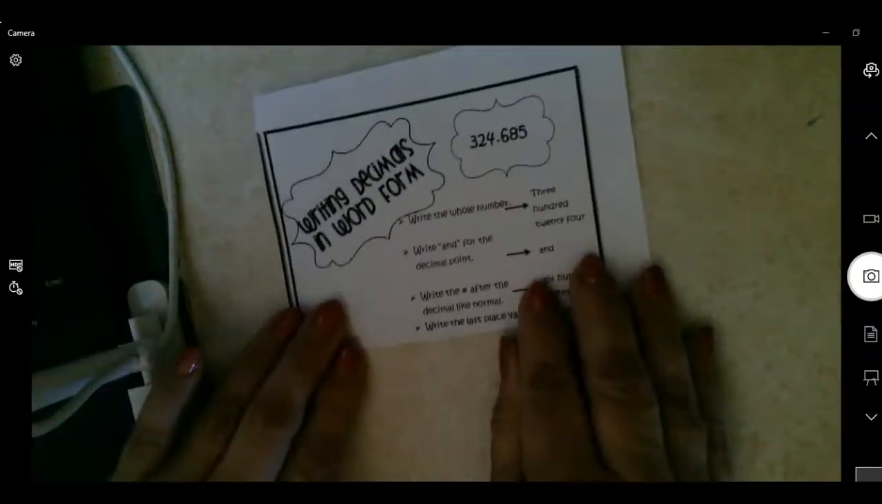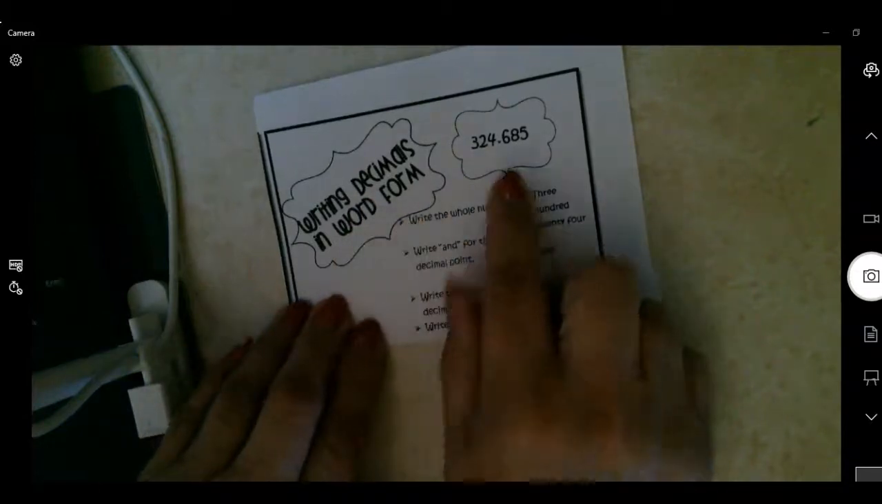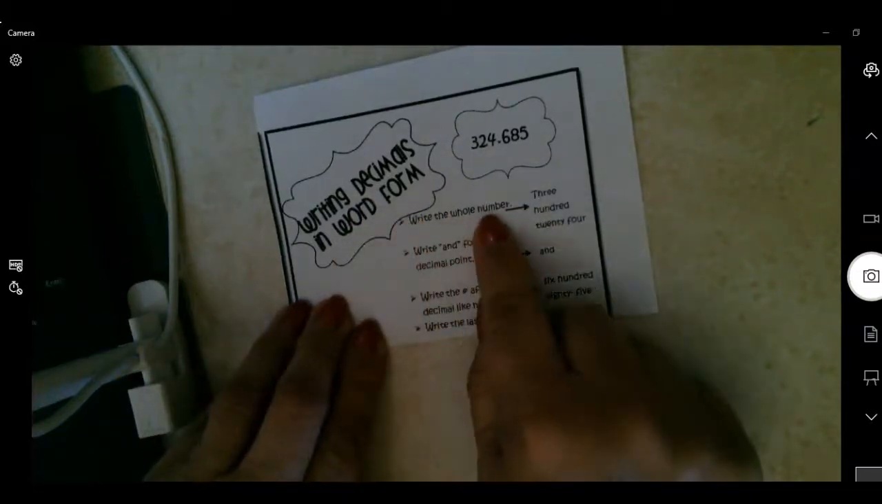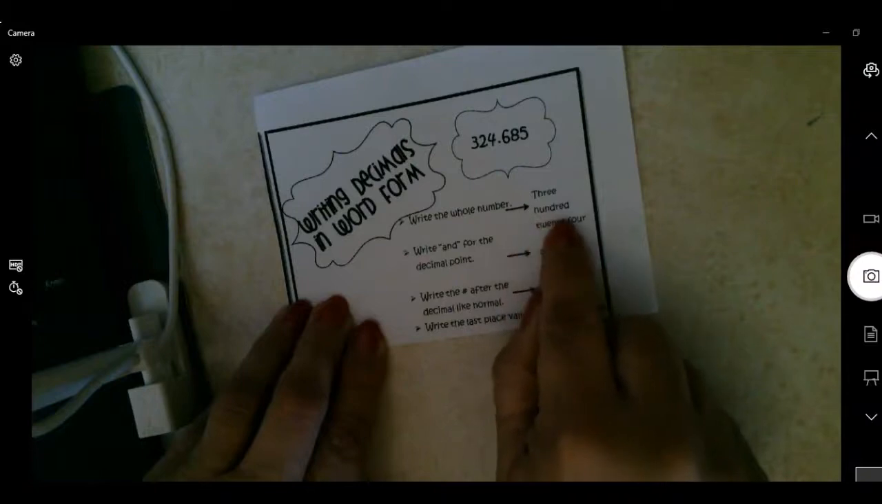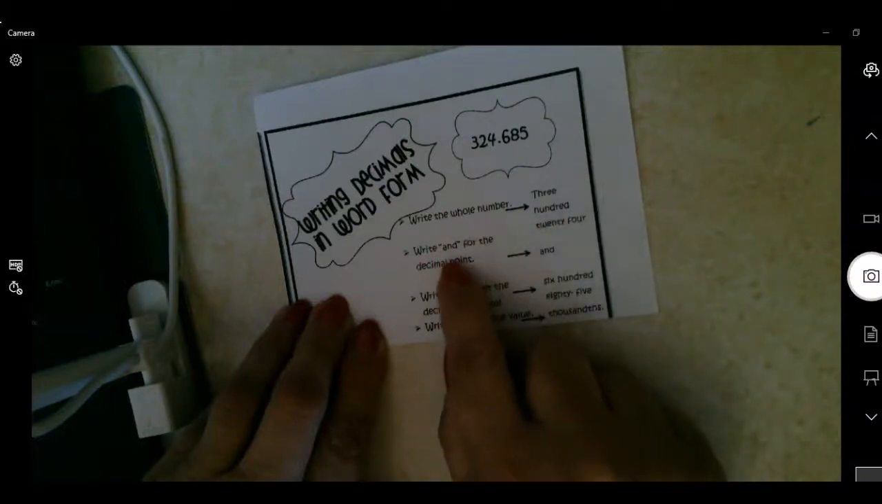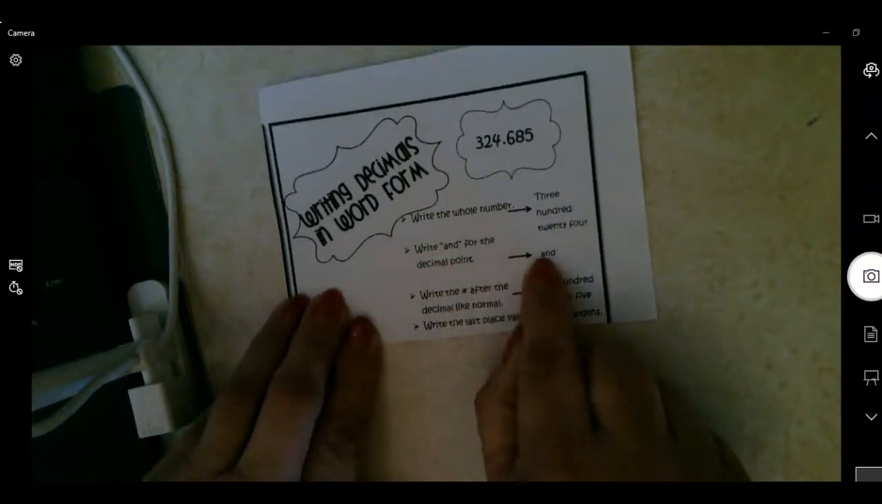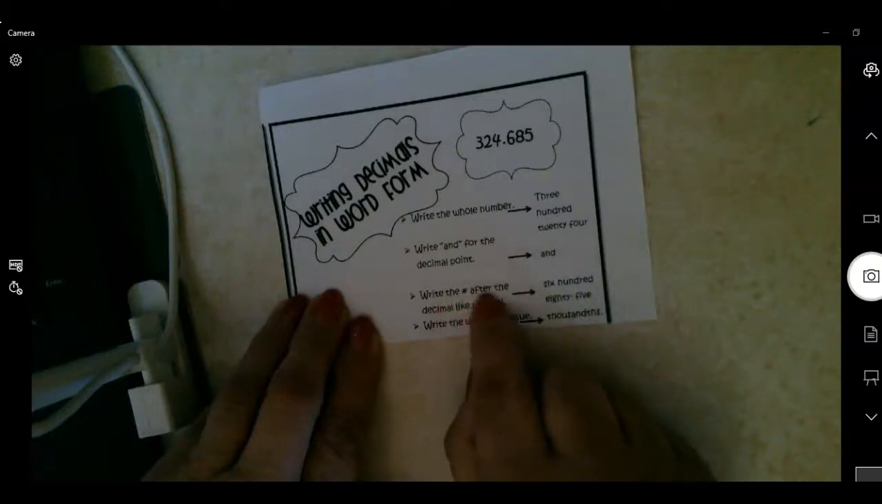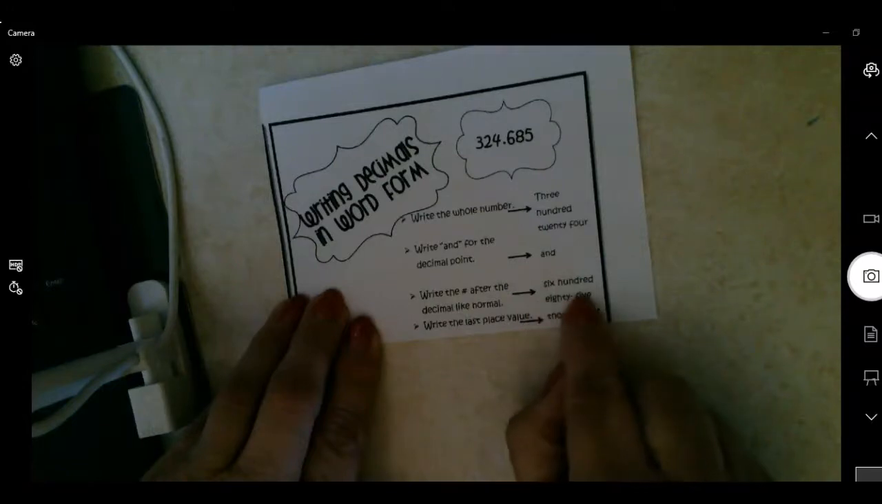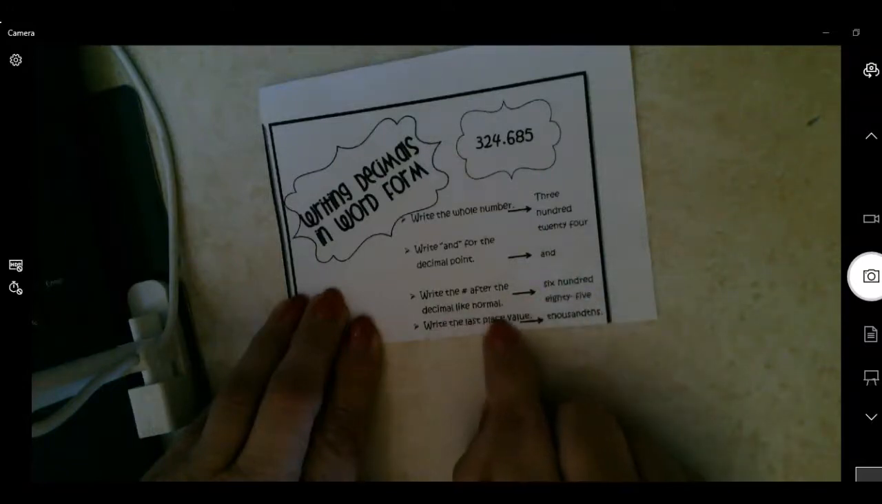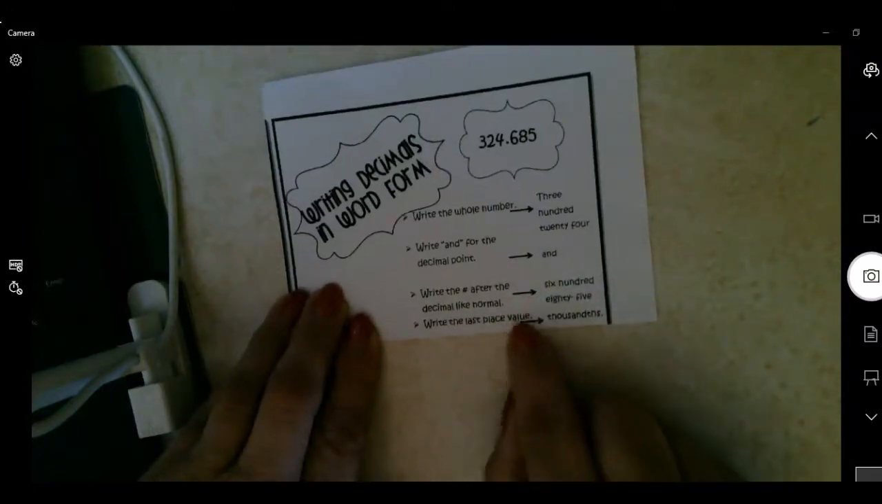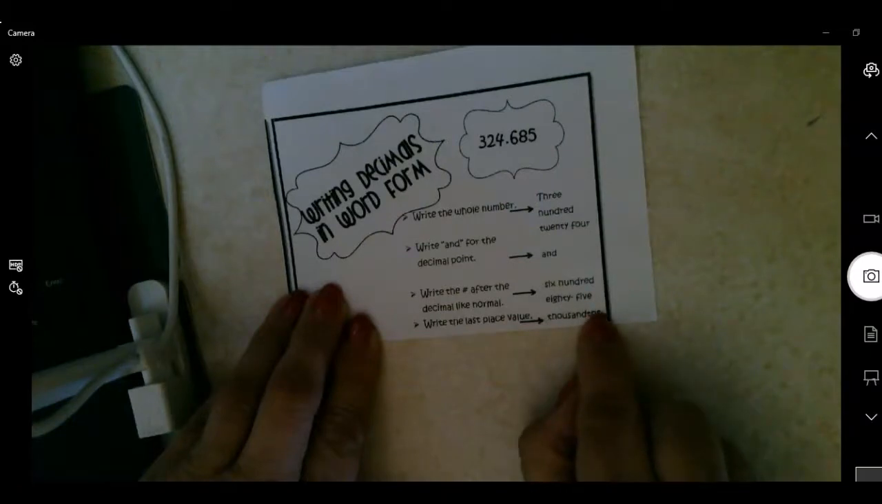And the reference sheet about writing decimals in word form is you write the whole number first, 324. Write and for the decimal point, and. Write the number after the decimal like normal, 685. Then you write the last place value, which is thousandths.